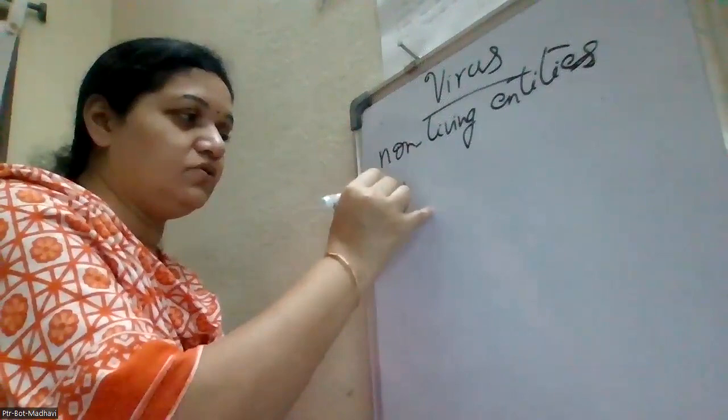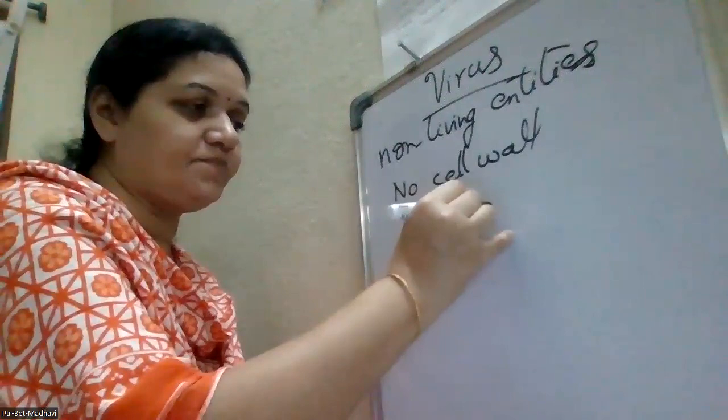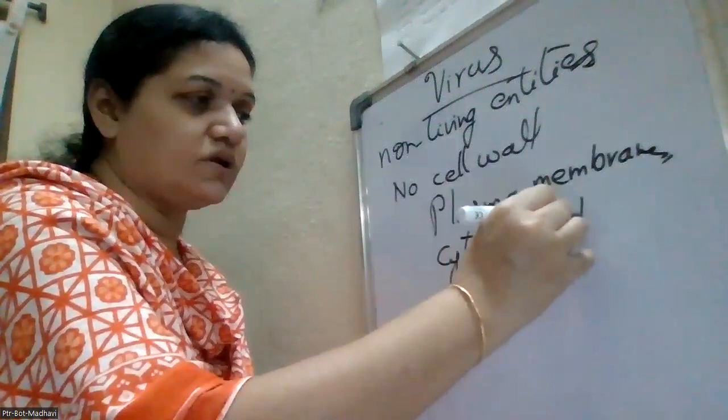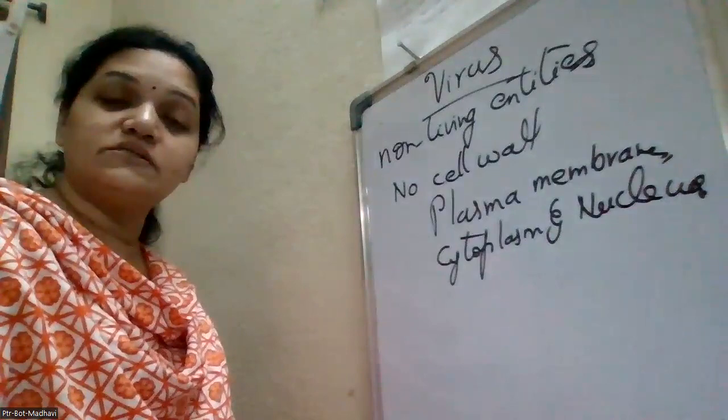No cell wall, no plasma membrane, no cytoplasm, and no nucleus. So with this, the organism is considered a dead organism.